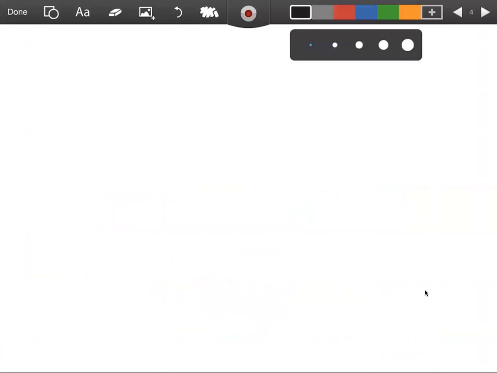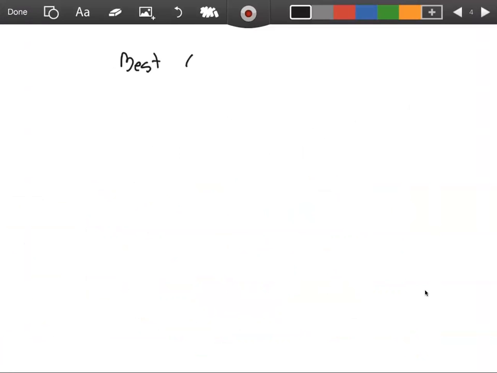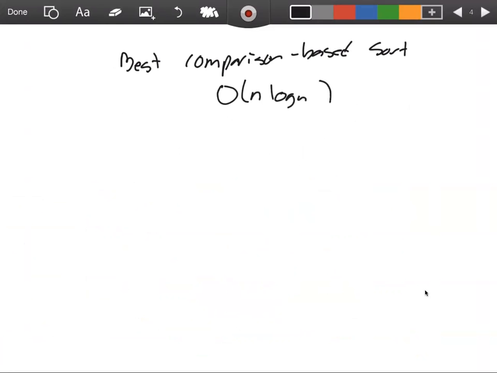It turns out that the best comparison-based sort is in the big O of n log n. The log here is assumed to be base 2, binary log. So that's the best it can be, and that's because of the amount of information that needs to be processed. Again, that's a topic for algorithms class.